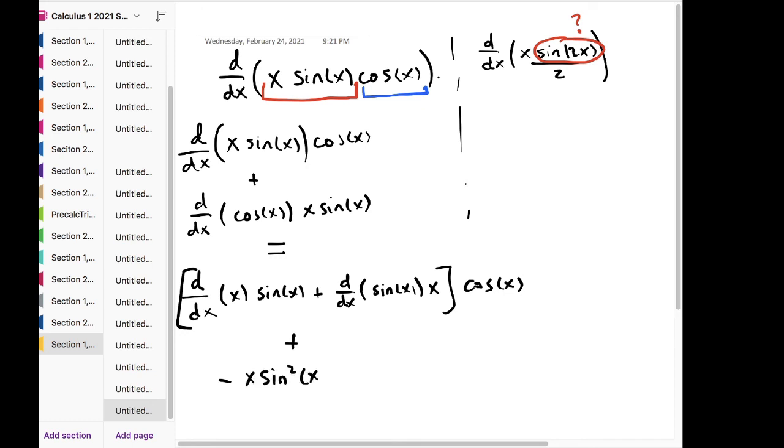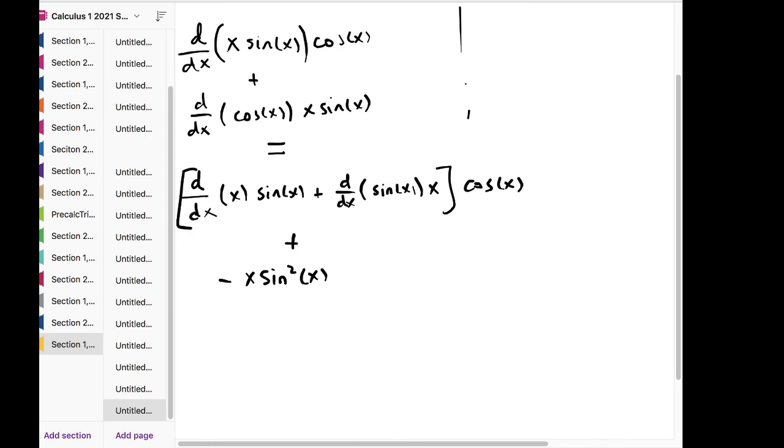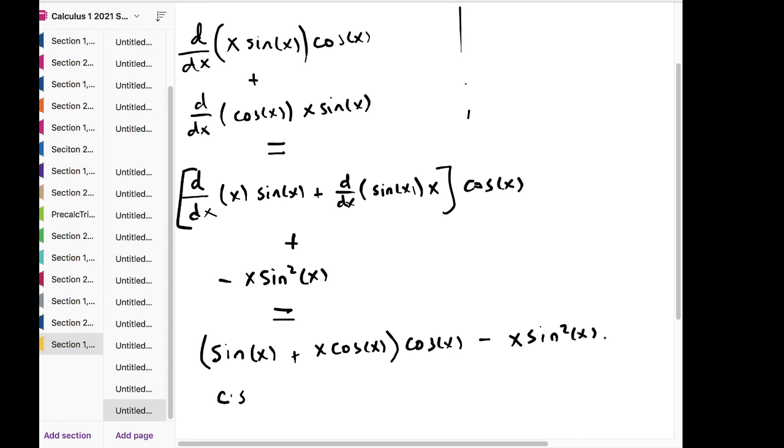Okay, since we're out of time, I'll just finish it out. So this is sine plus x cosine minus x sine squared. So this is cosine sine plus x cosine squared minus x sine squared.